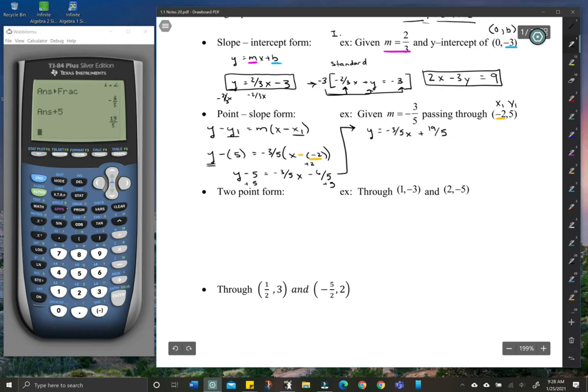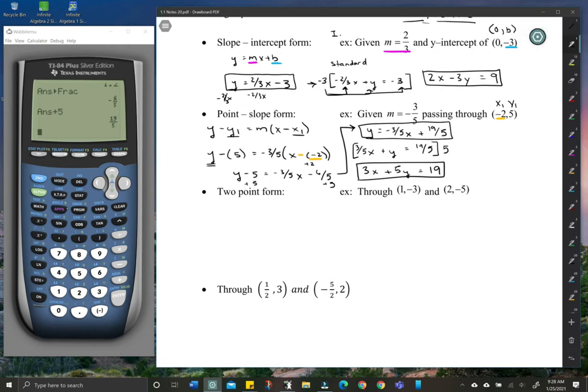Let's also practice writing in standard form. If I add 3/5 x to the other side, I just have 3/5 x plus y equals 19/5. All I need to do then is multiply by the greatest denominator, and multiply everything by 5. Therefore, 3x plus 5y equals 19. So standard form, slope-intercept form. Your textbook will probably ask you to write them in both, so it's good to, again, know them both.